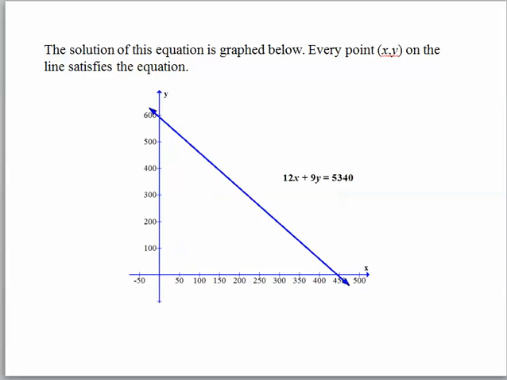Slide 3. Graphing the equation for total ticket revenue, we will see that this is indeed a line. The solution of this revenue equation is every point on the line.